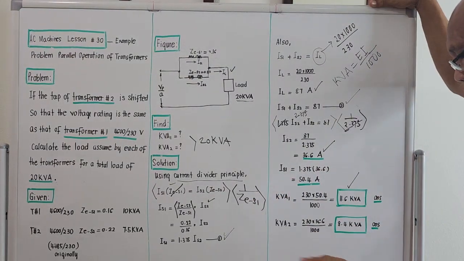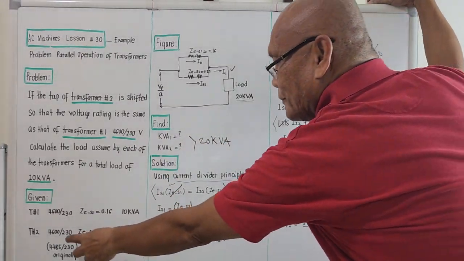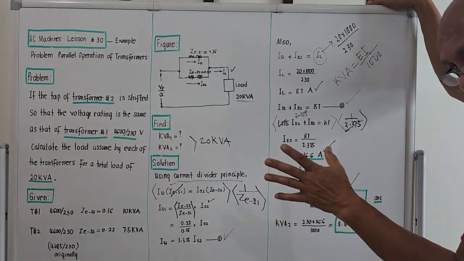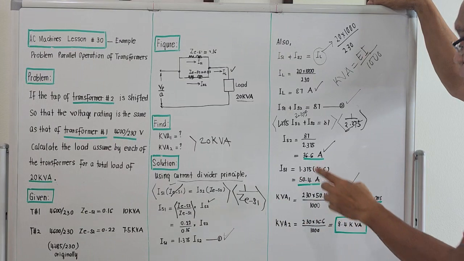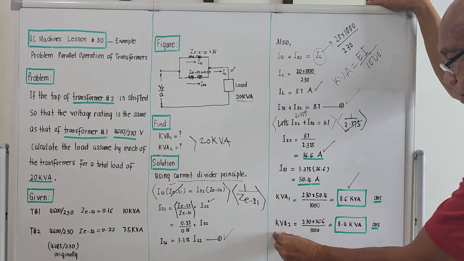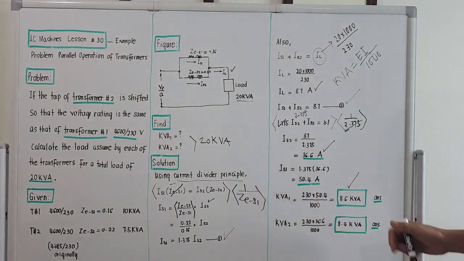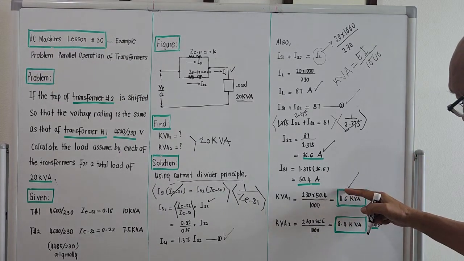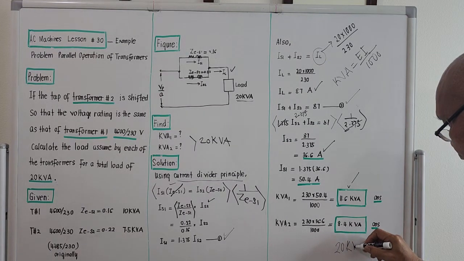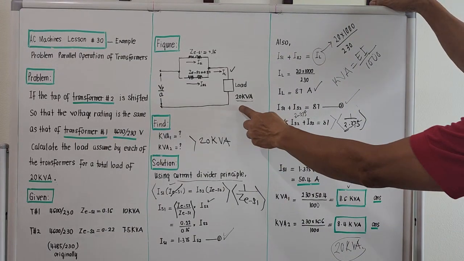For transformer number 2, the voltage is still 230. Similar voltage, right? Secondary. So this is 230. The current carried by transformer number 2 is actually 36.6. So this is 36.6 over 1000 to convert it to kVA. And what comes out will be 8.4 kVA. And if you try to take the sum of these, 11.6 plus 8.4 is actually 20 kVA. Right? The total load is 20 kVA.